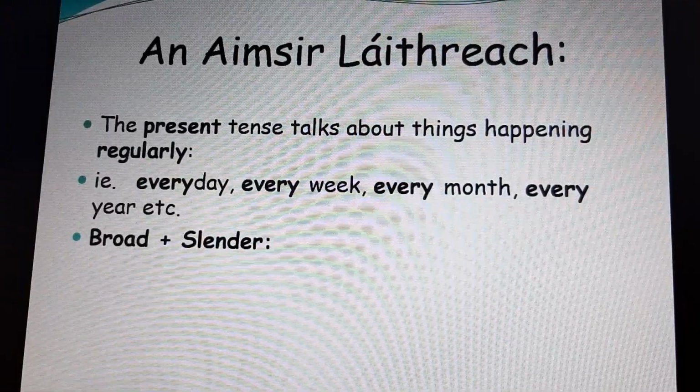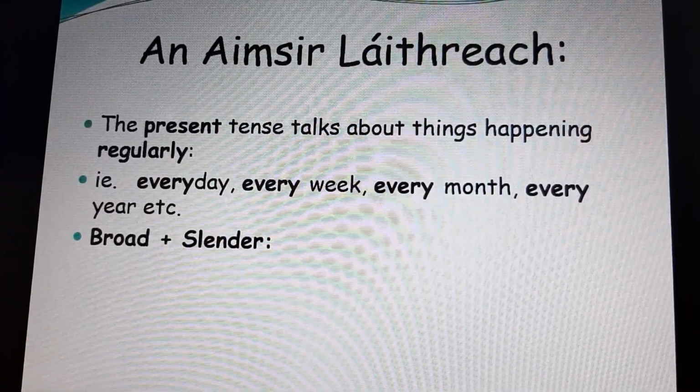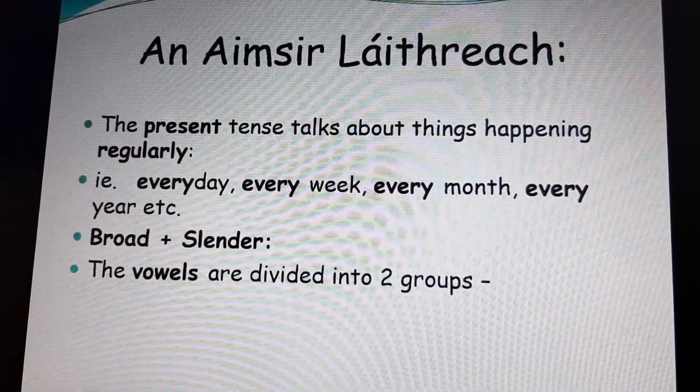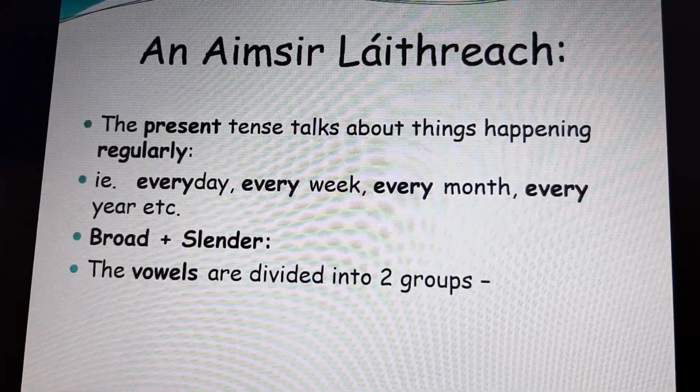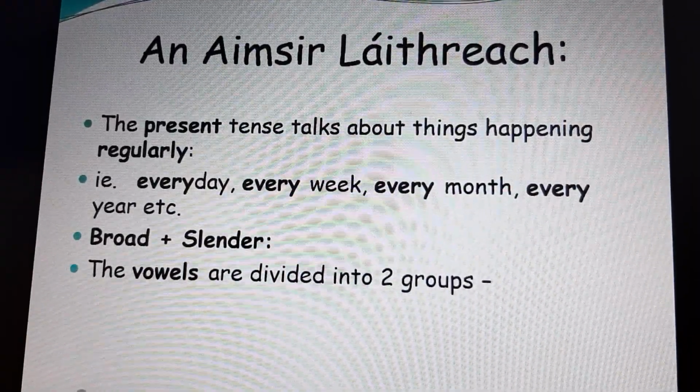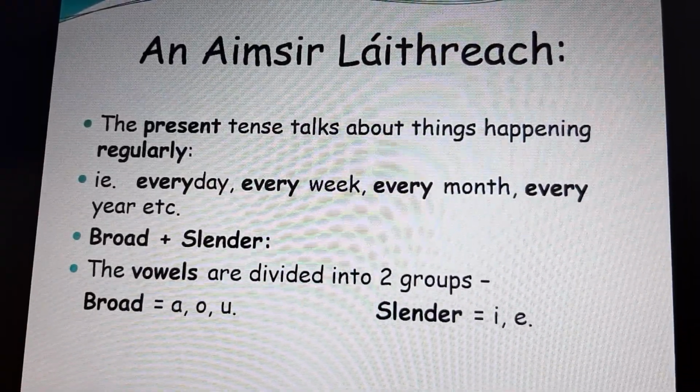And this is where the whole caol le caol agus leathan le leathan thing comes in. The whole broad with broad and slender with slender. So what do I mean by broad and slender? Well, basically the vowels are divided into two groups. So you have your A, O and U, which are broad, and your I and E, which are slender.